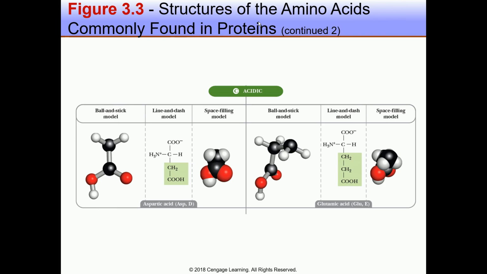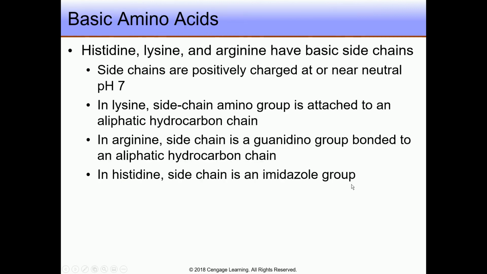Then the next are the basic amino acids. These are basically the amino acids which have amino groups. This category includes those amino acids which have a positive charge on them. It includes histidine, lysine, and arginine. There are three amino acids which have a positive charge on them. And why do they have a positive charge? Because their R groups have some functional groups which give them the positive charge.